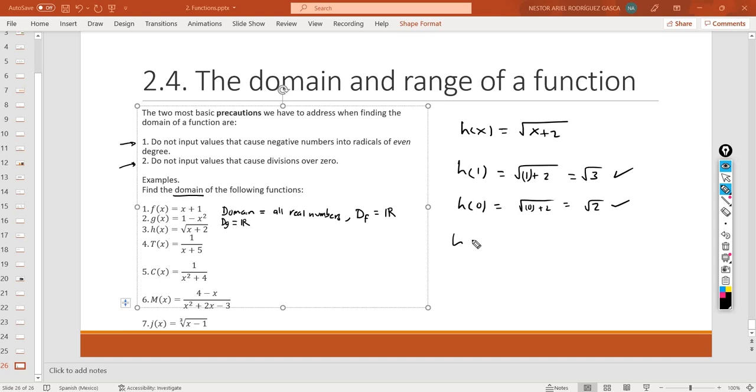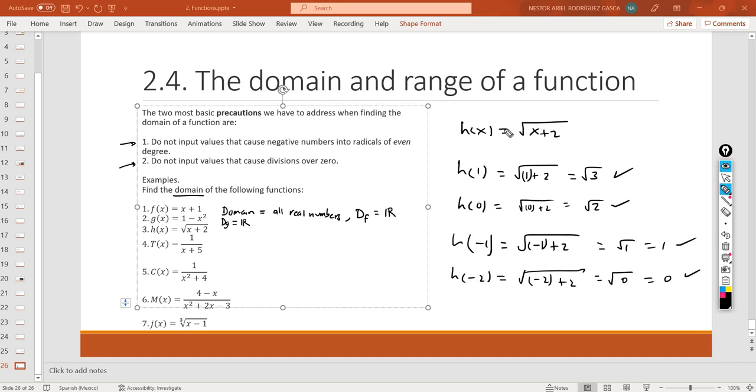It's okay. What about h of minus 1? Well, let's see, that's going to be minus 1 plus 2 equals the square root of 1, which is 1. So far, so good. And let's go towards more negative numbers and see what happens. h of minus 2, that's going to be the square root of 0, which is 0, also perfectly okay. So for all of these values, 1, 0, minus 1, minus 2, this function h is able to give me a nice, well-defined output, no problems.